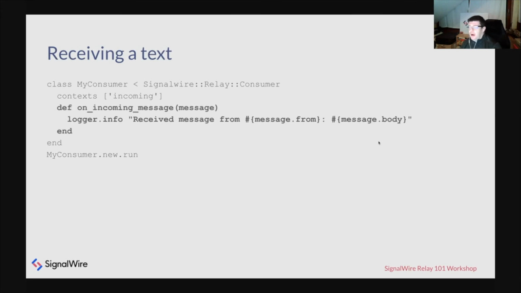As you remember, up to now we're using an incoming call method on the consumer, which gets triggered when a call is inbound. Predictably, an incoming message, provided you are registered to the correct context, will get you a message object that really has a from, a body, and a couple other things in it.